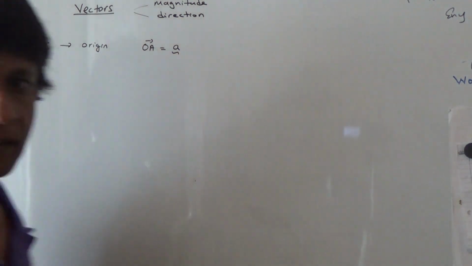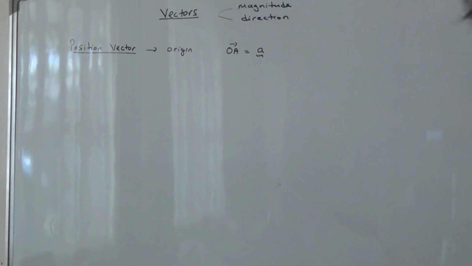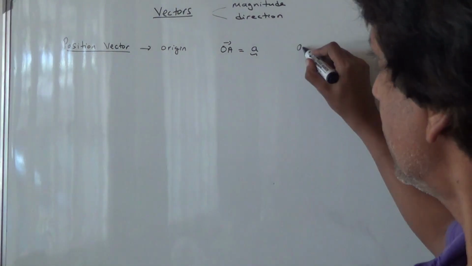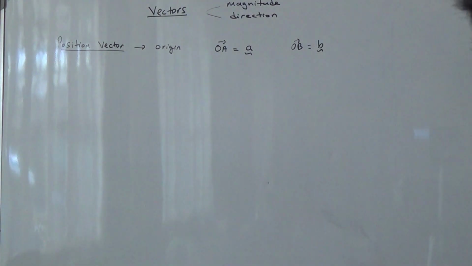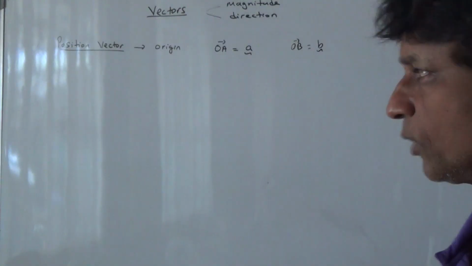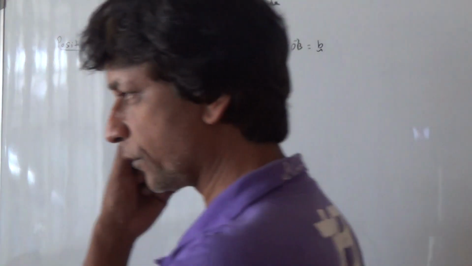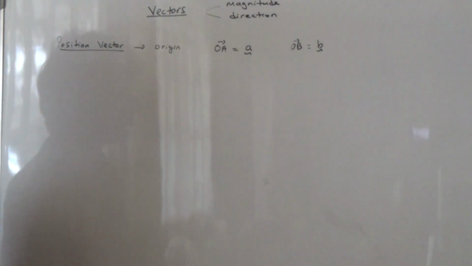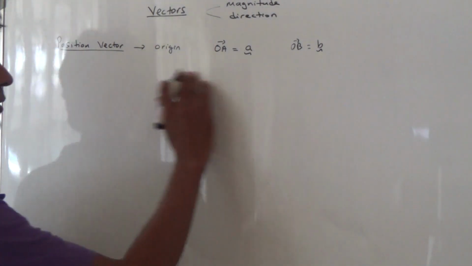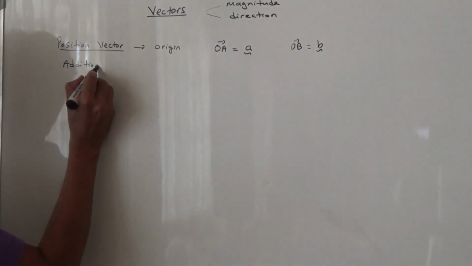Also, you can have another vector starting from the same origin. Let's say vector OB is equal to vector B. This is more like a crash course, so I'm going very quickly over these, and I don't have to go into the theory of vectors itself, because that's going to be too long for this course. So immediately we're going to look at addition of vectors.